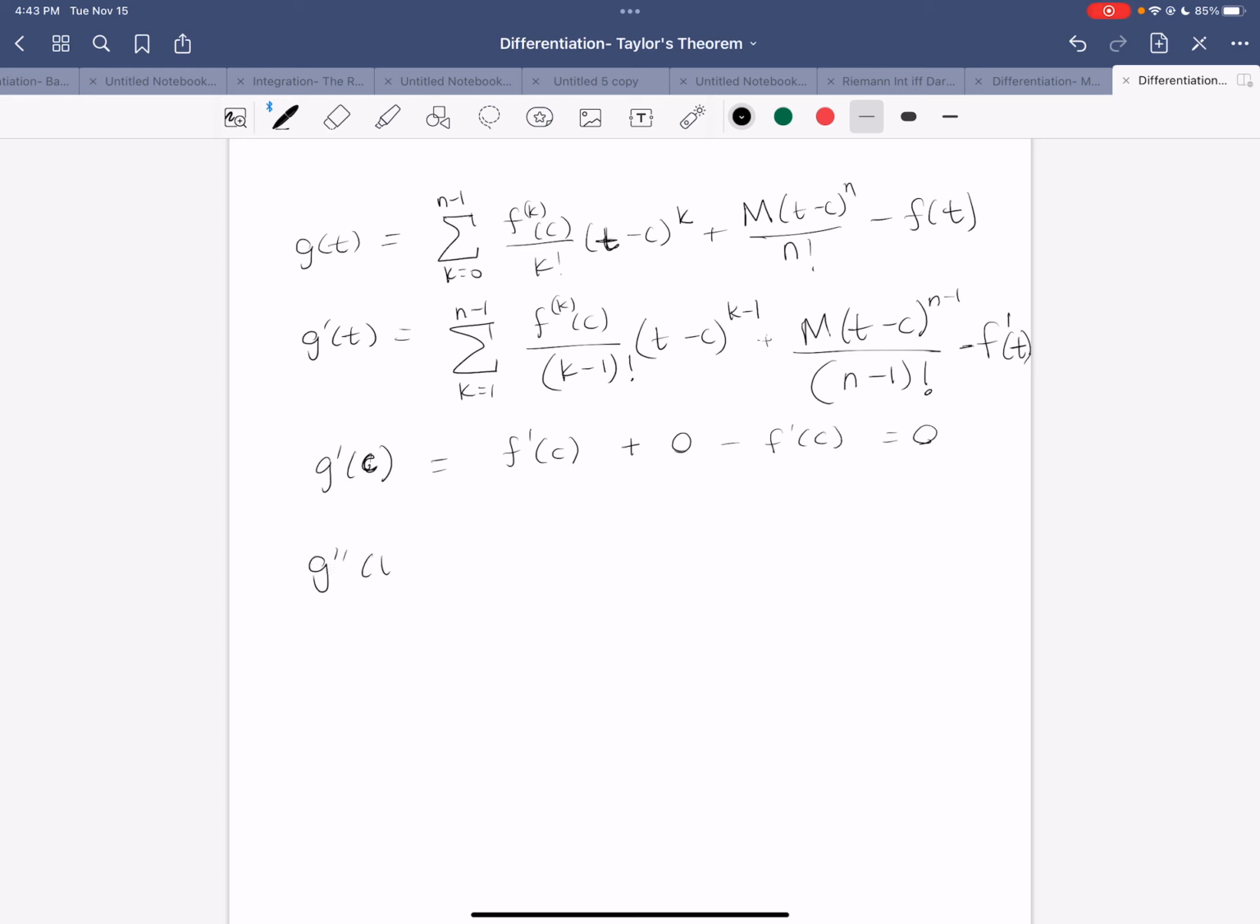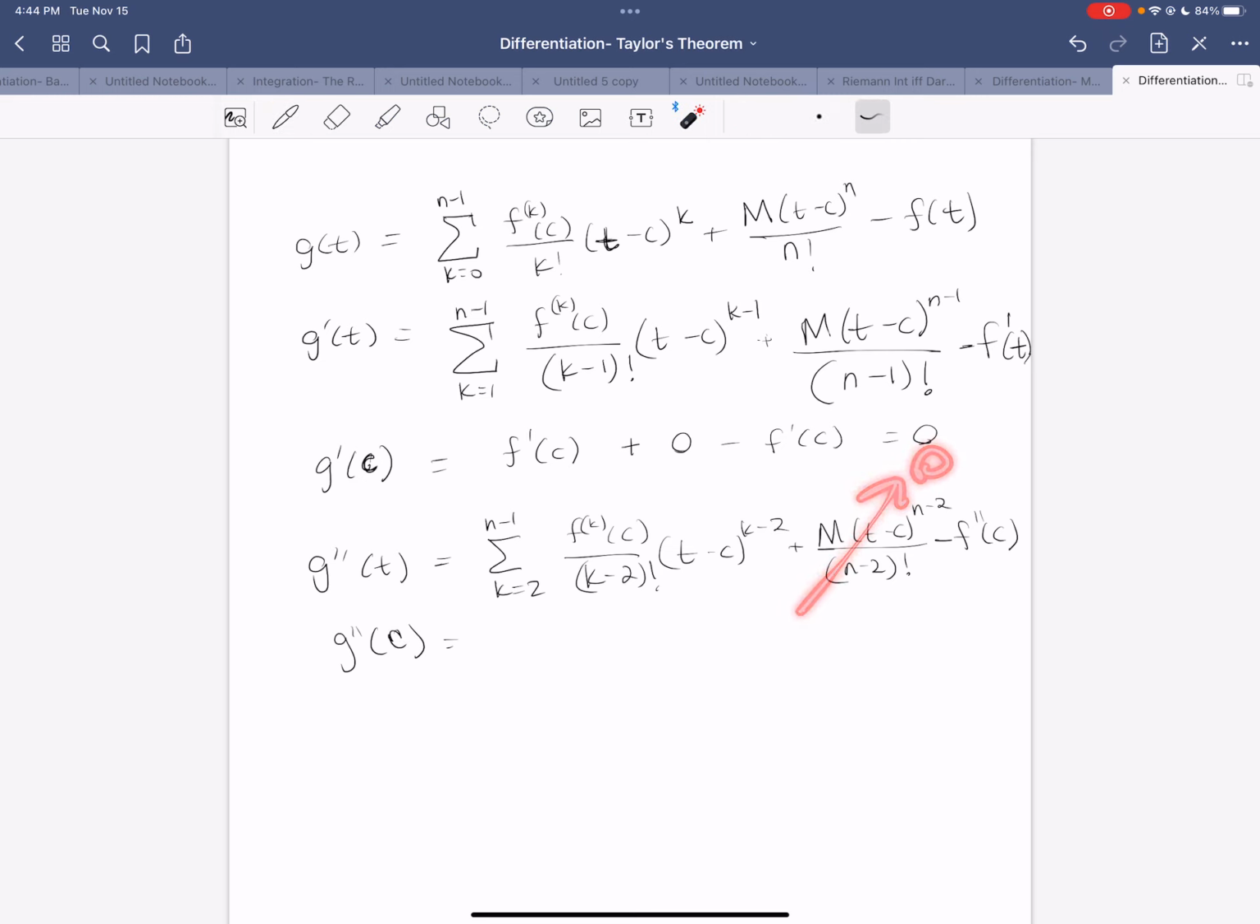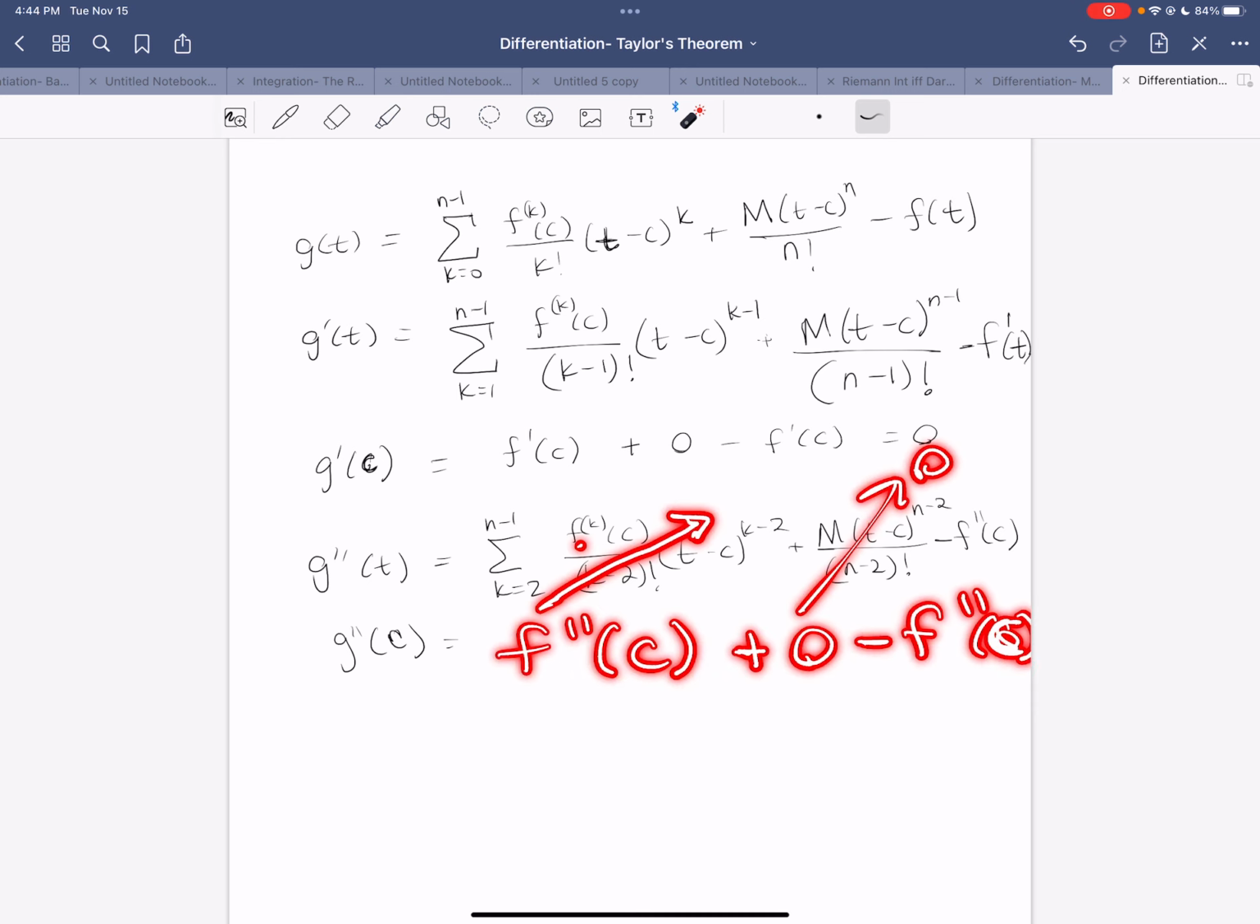And I can do the same thing, g double prime of t, sum k equals 2 to n minus 1, kth derivative at c over k minus 2 factorial, t minus c to the k minus 2, plus m times t minus c to the n minus 2 over n minus 2 factorial, minus f double prime of t. G double prime of c is going to equal, well, that term's going to go to 0, and all these terms are going to disappear except when k equals 2. So I'll have f double prime of c plus 0 minus f double prime of c. Sorry, f double prime of c, right?